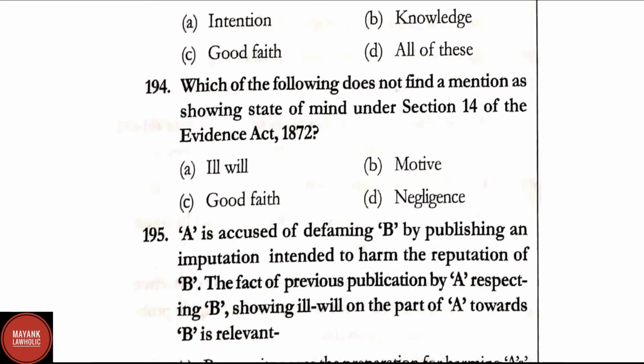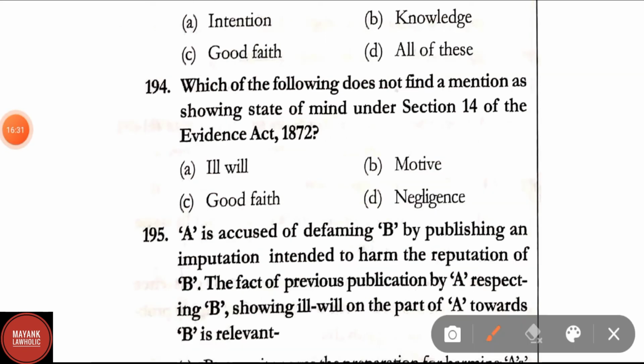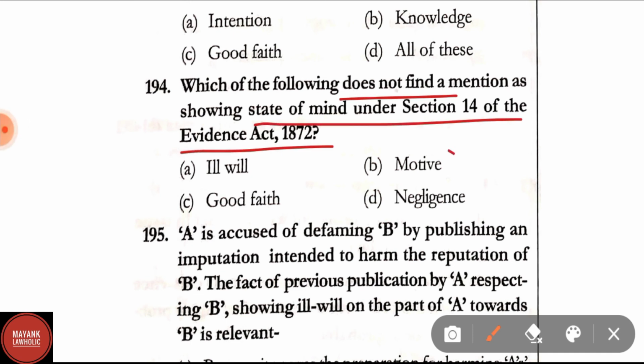Question number 194. Which of the following does not find a mention as showing the state of mind under section 14 of Evidence Act? Option A, will. Option B, motive. Option C, good faith. And option D, negligence. Here correct answer is option B, that is motive.